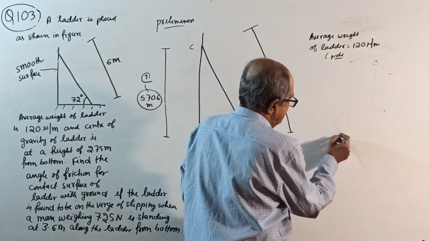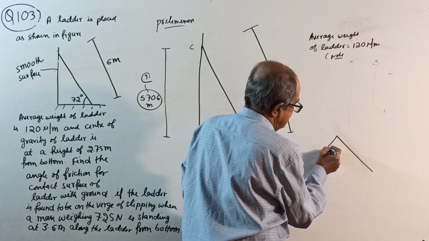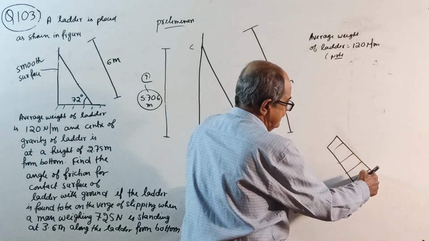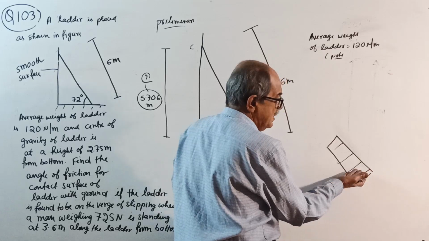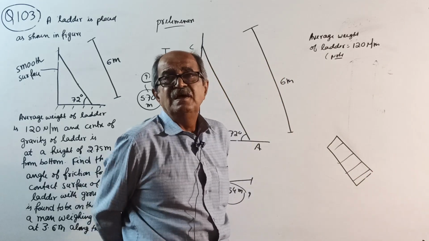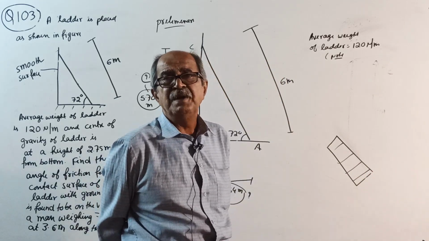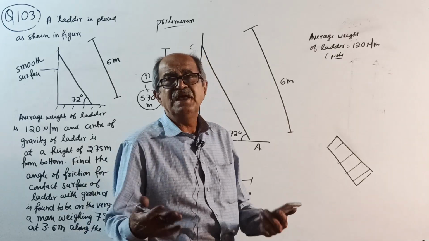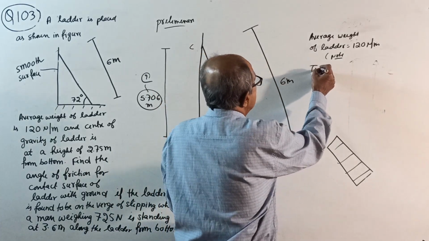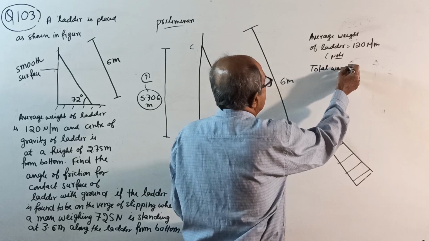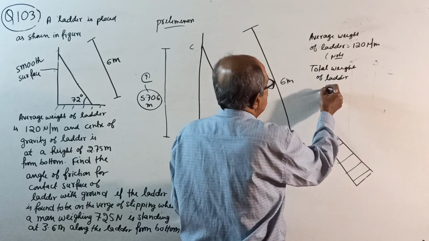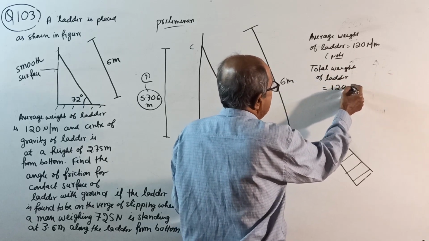Many times ladders have more base here for stability, so it may be like this. So what they told is the average weight. Now remember, the center of gravity need not be at the midpoint. But if no data is given, take the midpoint only. So the total weight of the ladder is equal to 120 Newton per meter into 6.